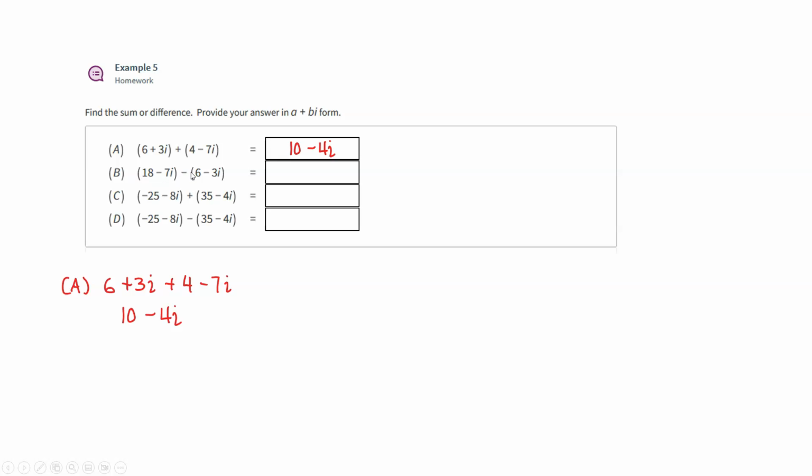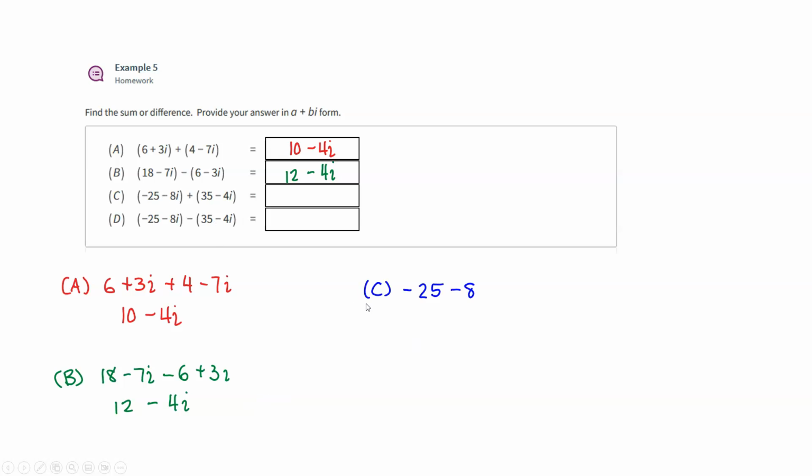For B and other subtractions, you have to make sure that you could drop the parentheses on the first group, but the second group, you have to distribute that minus sign. So if you were to drop the parentheses, you have to distribute that negative sign, and you're going to have 18 minus 7i minus 6 plus 3i. 18 minus 6, of course, is 12. Negative 7i plus 3i is a minus 4i.